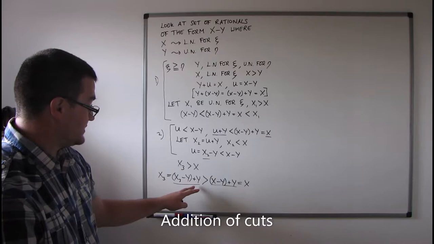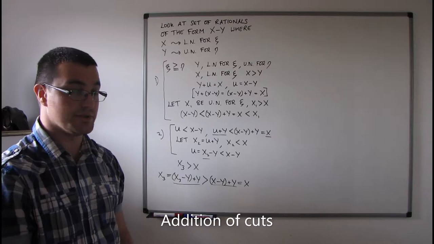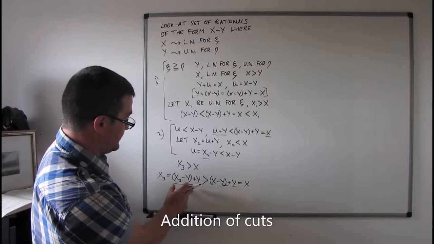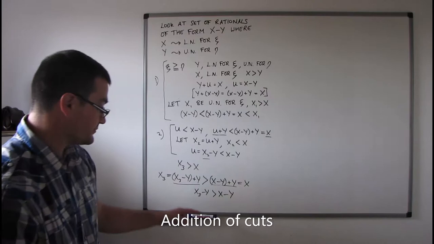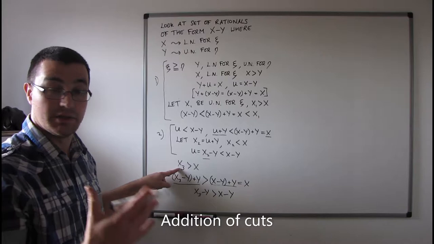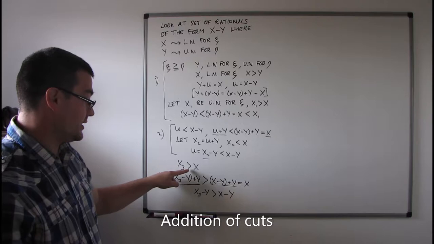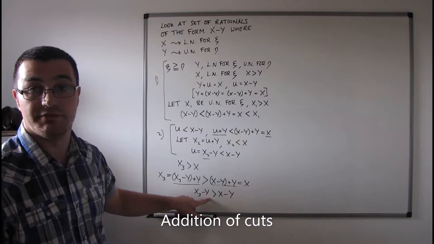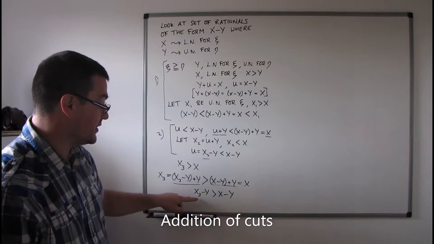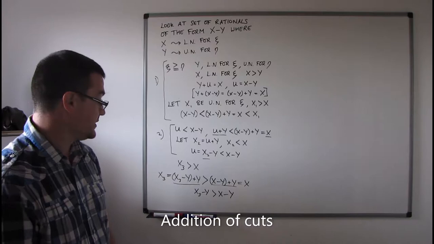So this is something that's proved in the section on rational numbers, not in my videos, but in Landau's book, that these two numbers here must be, as such, x3 minus y greater than x minus y. But x3 was, by our choice of x3, a lower number for xi greater than this lower number, which exists because xi is itself a cut. So therefore, this number here is of the form lower number for xi minus upper number for eta. So therefore, it must be in our set. It's of exactly the right form, and it's greater than this x minus y. But x minus y is an arbitrary number in our set.